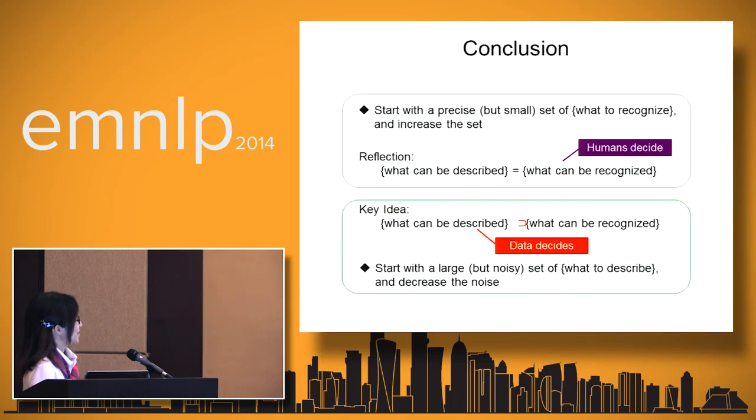Anyway, to conclude, in this work I presented a data-driven approach to automatic image captioning, in which the key idea was: what if we start with a set of what can be described that's so much larger than what can be recognized today with state-of-the-art computer vision techniques, and then try to reduce this noise? I don't think I've reduced it well enough just yet, but it's still generating something reasonable 1 out of 4 times. I think we can do much better than this.